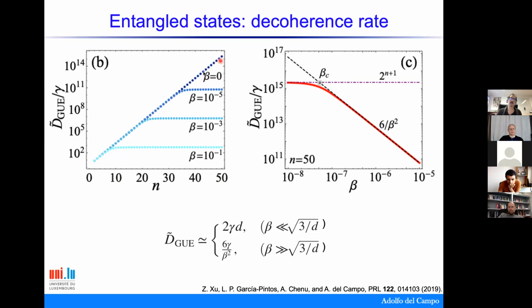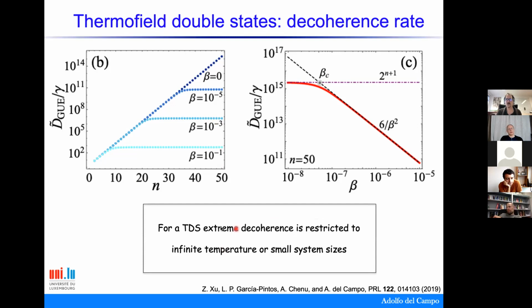If the temperature is finite, we see that for this initial state, there's a maximum system size below which the decoherence rate is constant and independent of the system size. And we understand this, and we have the critical value at which this happens. But essentially, we want to see where extreme decoherence can hold in a given system. We see that we are either restricted to maximally entangled states, so this is infinite temperature, meaning that the initial state, the thermofield double, is essentially a maximally entangled state, or the system size is small, to see this exponential growth.